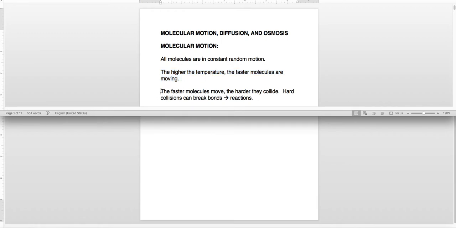As you heat things up, molecules move faster. And this is a little bit of a relationship between chemical reactions and motion. Reactions occur when molecules run into each other but don't just bounce off, when they hit each other with enough force that some of their bonds break, and then they can exchange atoms. That usually only happens at higher temperatures because the hotter it is, the faster molecules are moving.